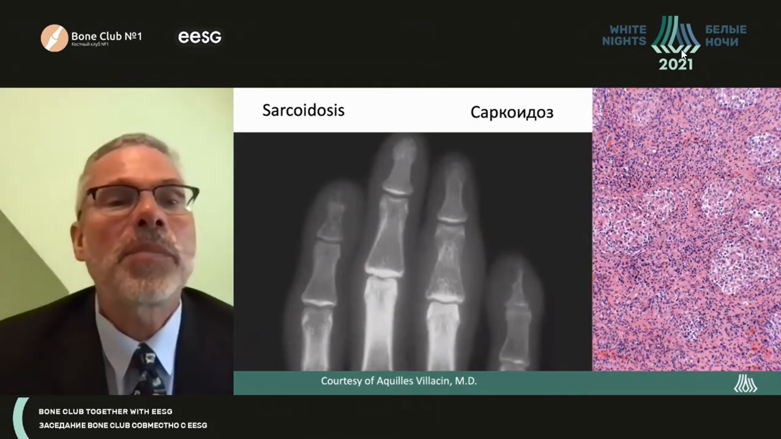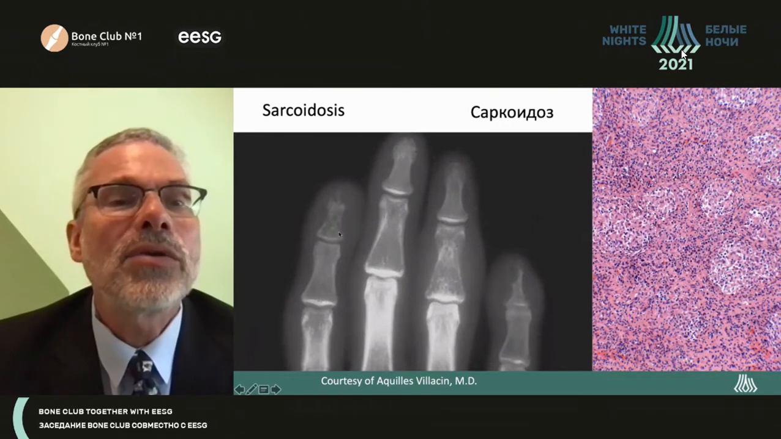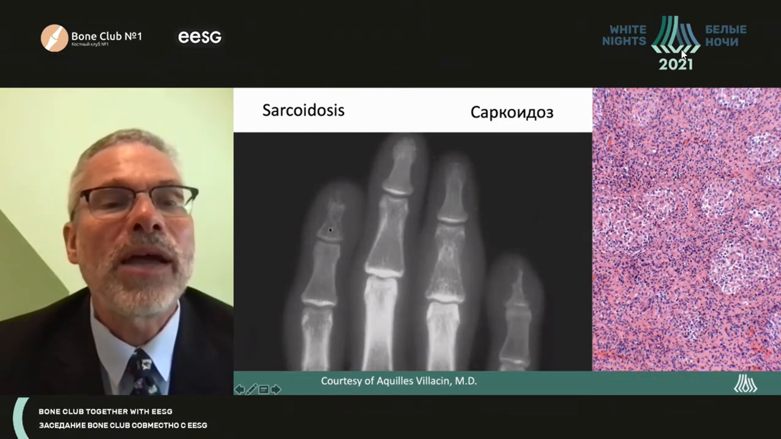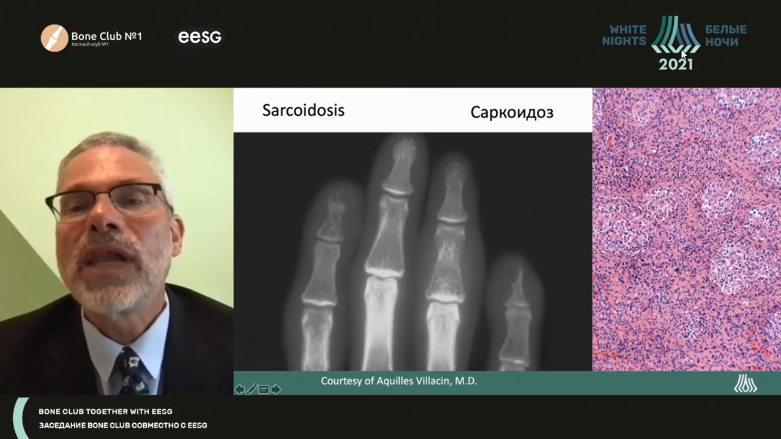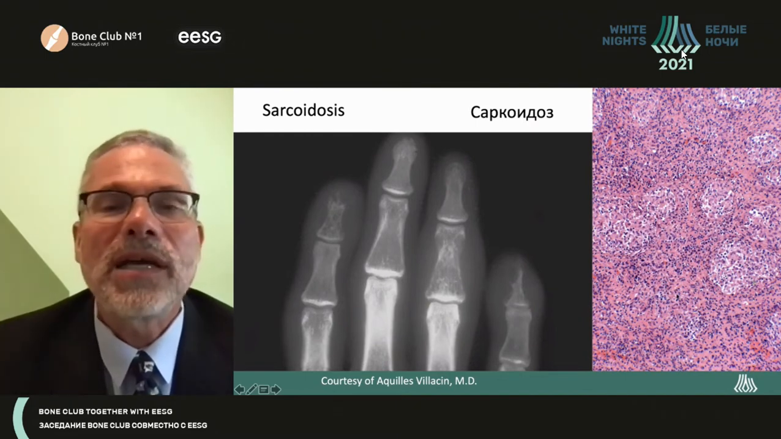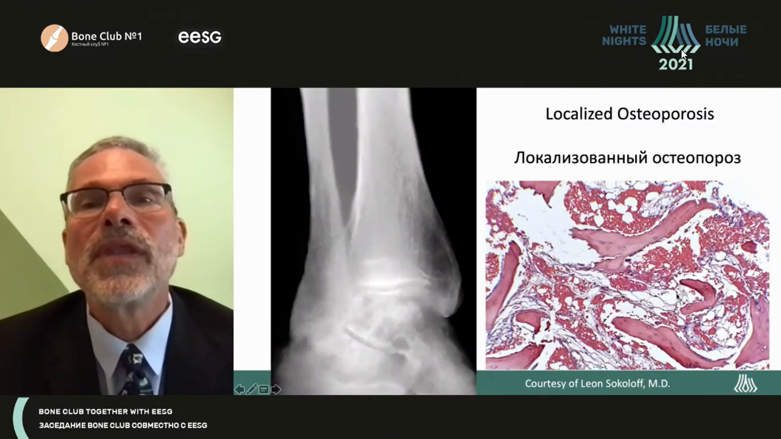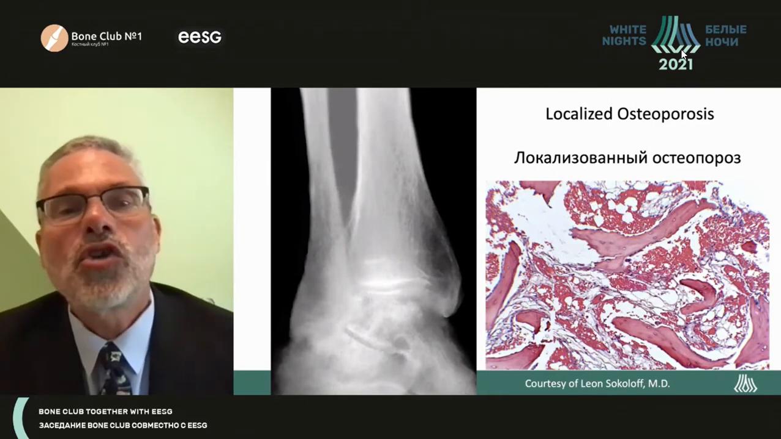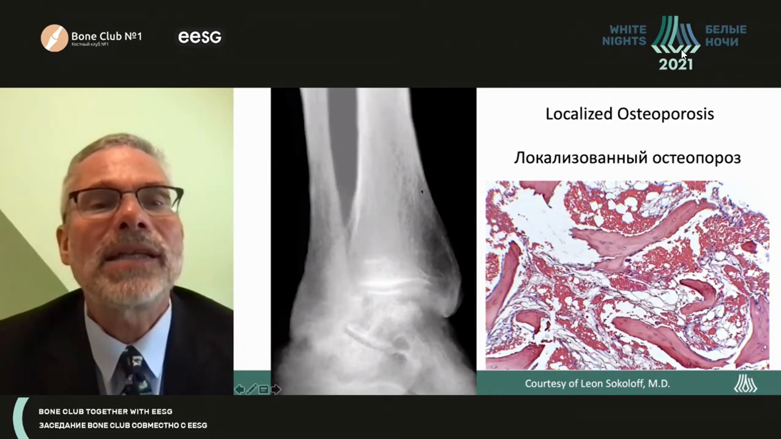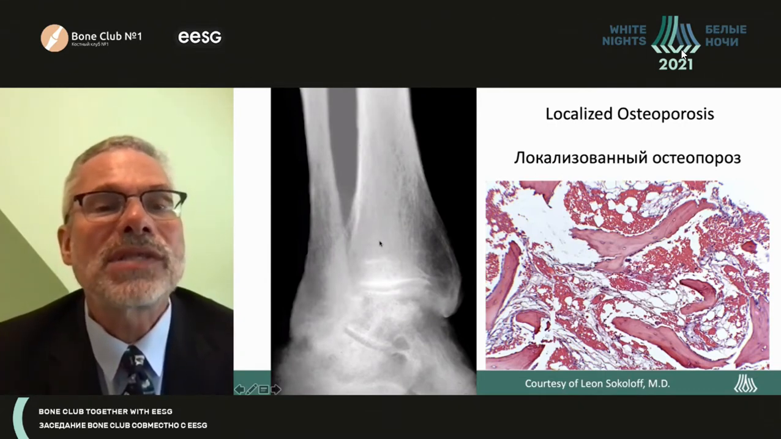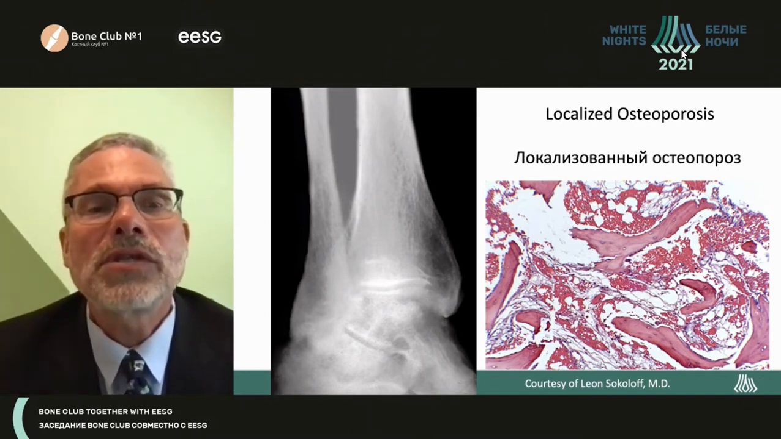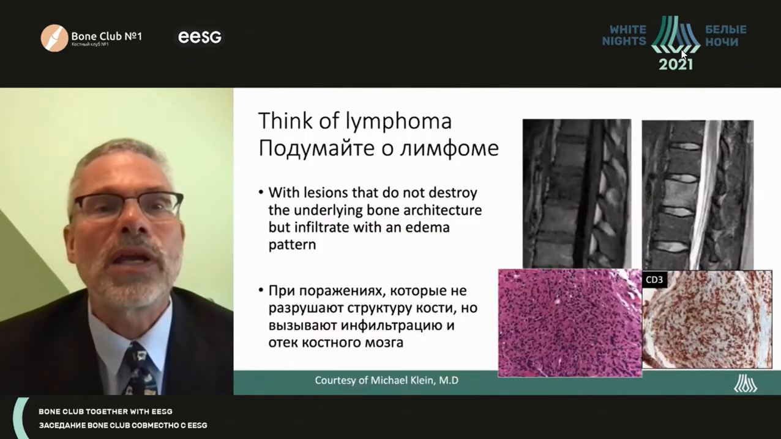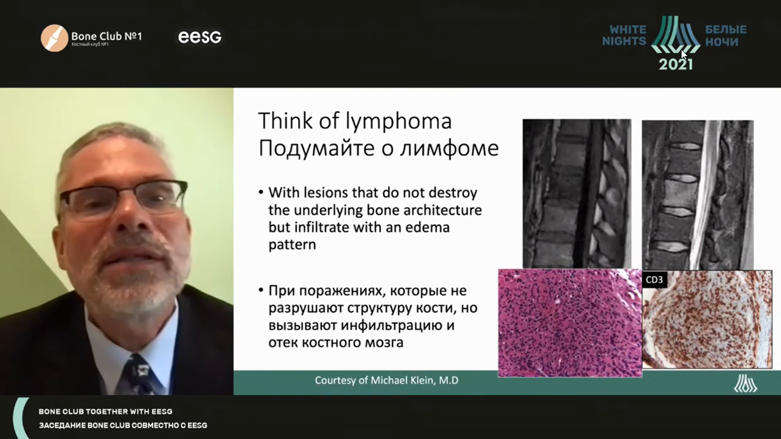An example of a lytic permeative pattern that's benign is sarcoidosis. And here we can see a beautiful lytic permeative pattern, also described as a lacy destructive pattern involving the proximal phalanges. And here we see non-caseating granulomata, classic sarcoidosis. Localized osteopenia, usually post-traumatic, also gives a lytic permeative pattern and can be mistaken for a round cell infiltration, which we see right here. So not everything that looks like a round cell lesion radiographically is actually a round cell lesion. This is an important point.